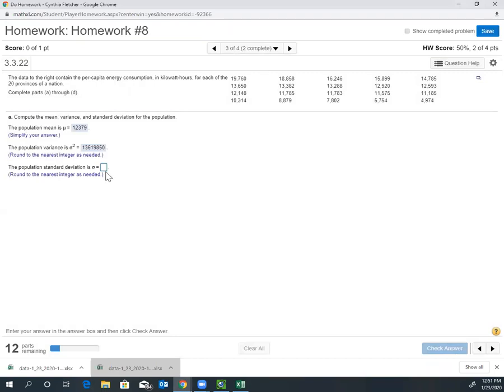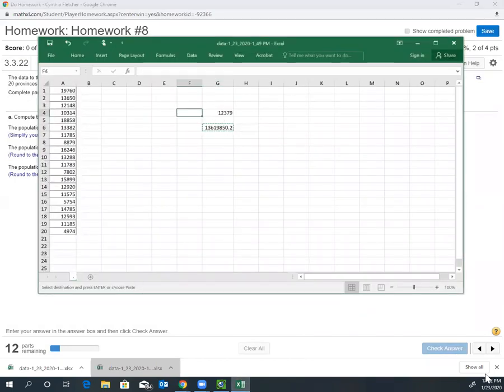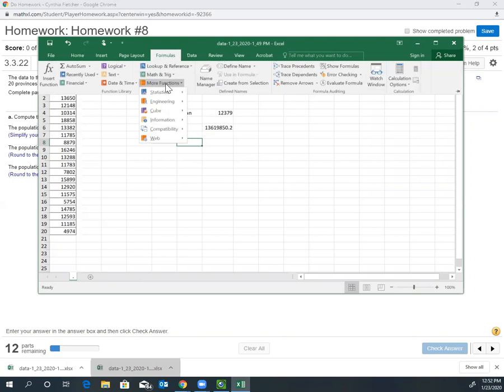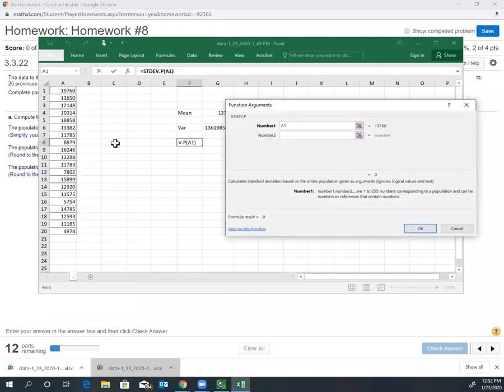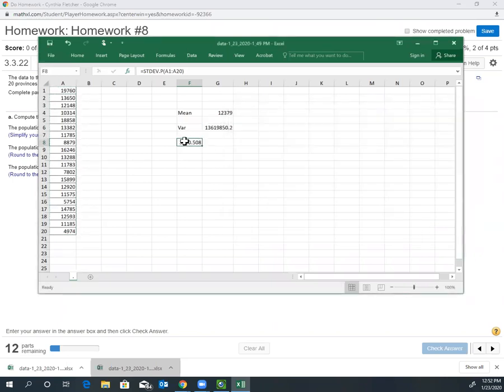And then it says population standard deviation. And if we need to, we could say this is my mean. This is my variance. And we're getting ready to do standard deviation. Standard deviation, go back to formula, more functions, standard deviation at the bottom for population, standard deviation P, select the first cell, shift, select the last cell, press OK. There's my answer.